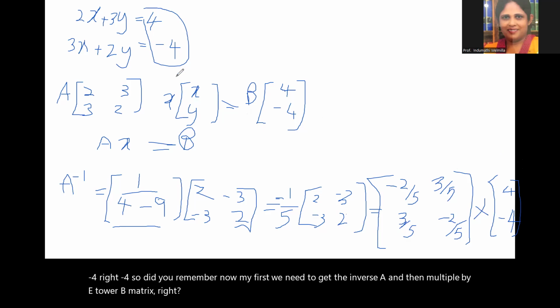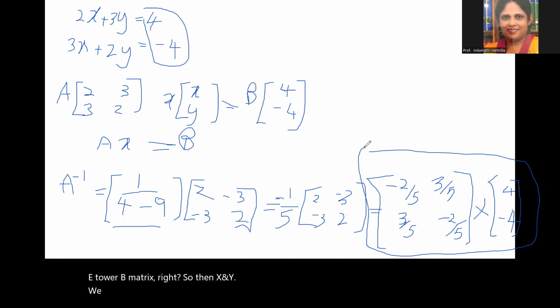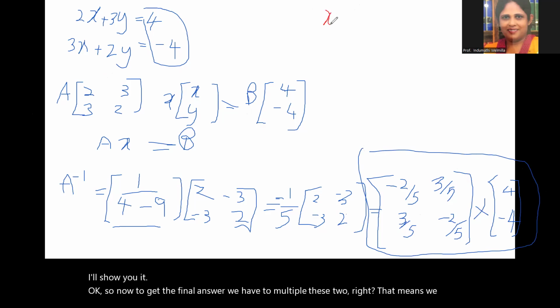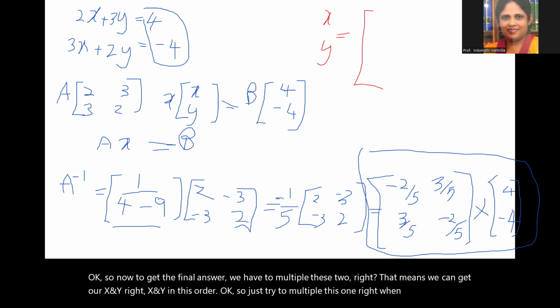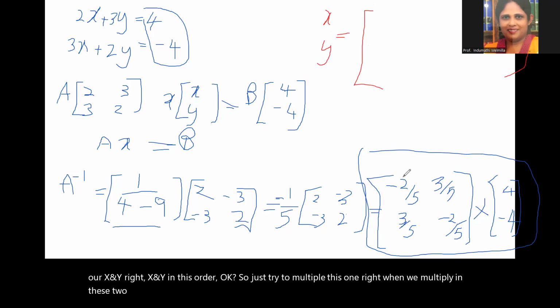So then X and Y we can get in order, right? We need to multiply these two matrices. I'll show you. Okay, so now to get the final answer, we have to multiply these two. That means we can get our X and Y in this order. Just try to multiply this. When we multiply, you can see first we need to multiply this one by this 4.